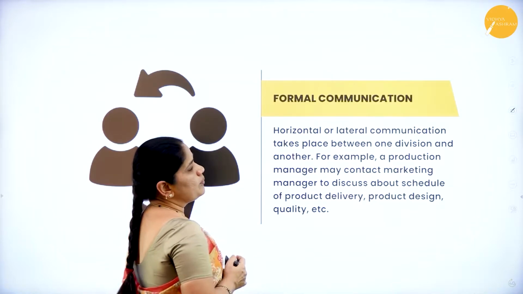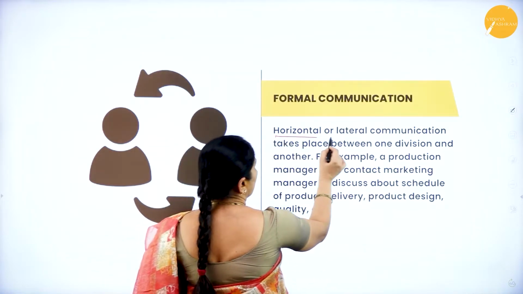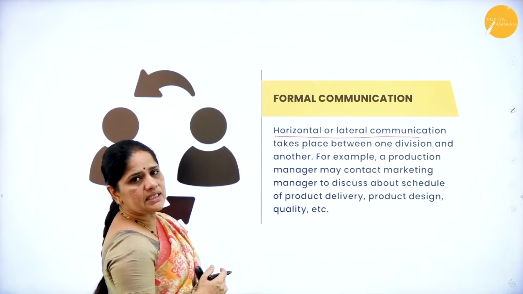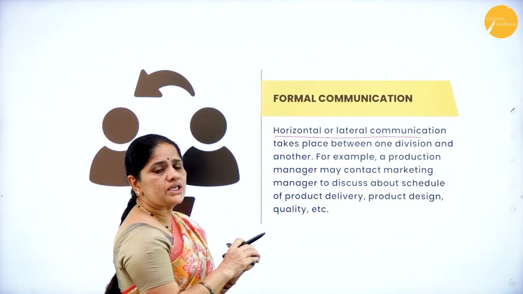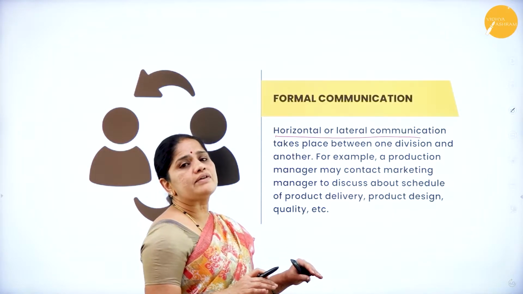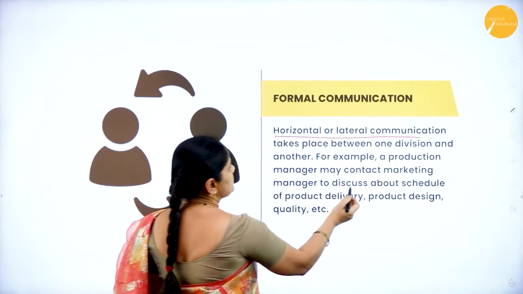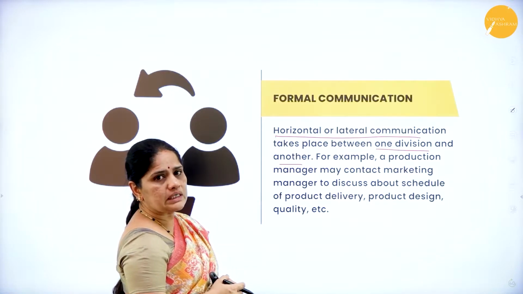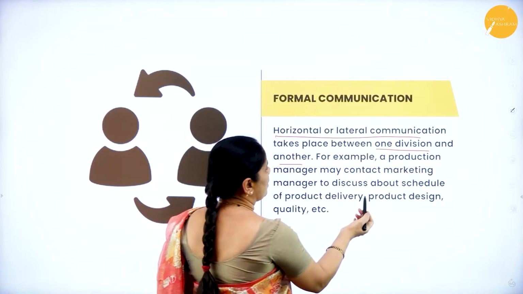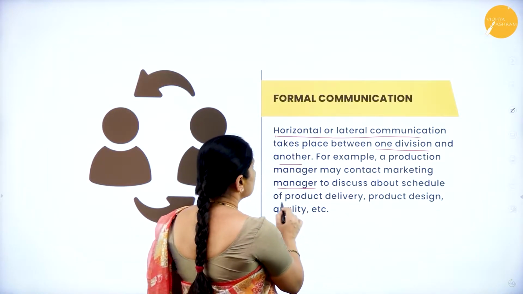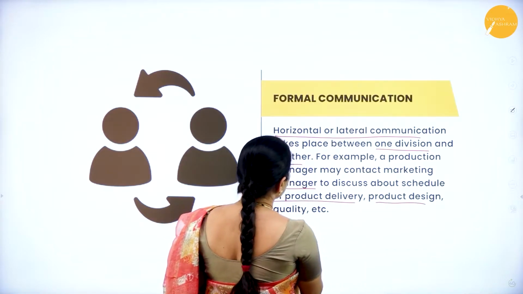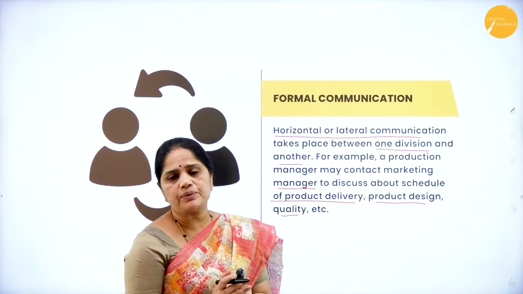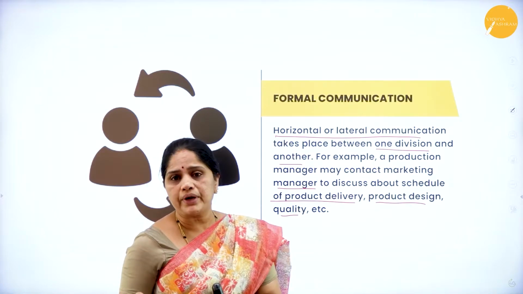The next form of formal communication is horizontal or lateral communication. What is horizontal communication? As the picture suggests, it is communication existing between persons of the same level in the organization. It takes place between one division and another. For example, the production manager may contact the marketing manager to discuss the schedule of product delivery, product design, quality, etc. So, in this example, there is communication between the marketing department head and the production department head.